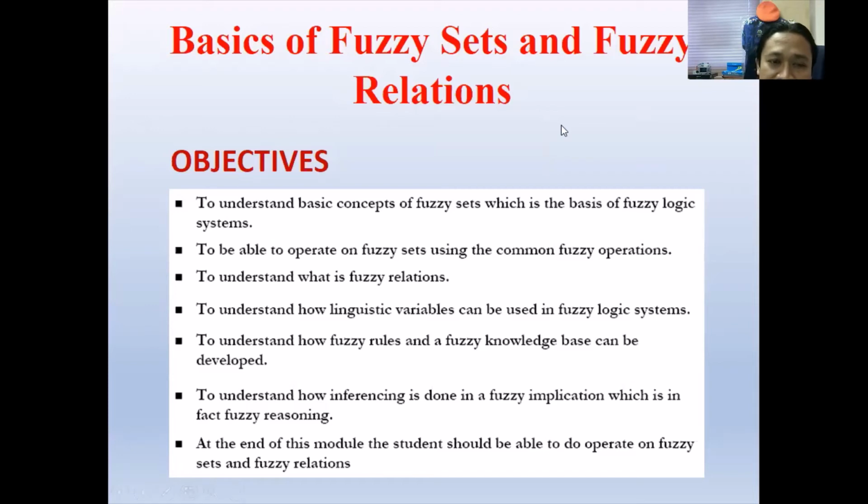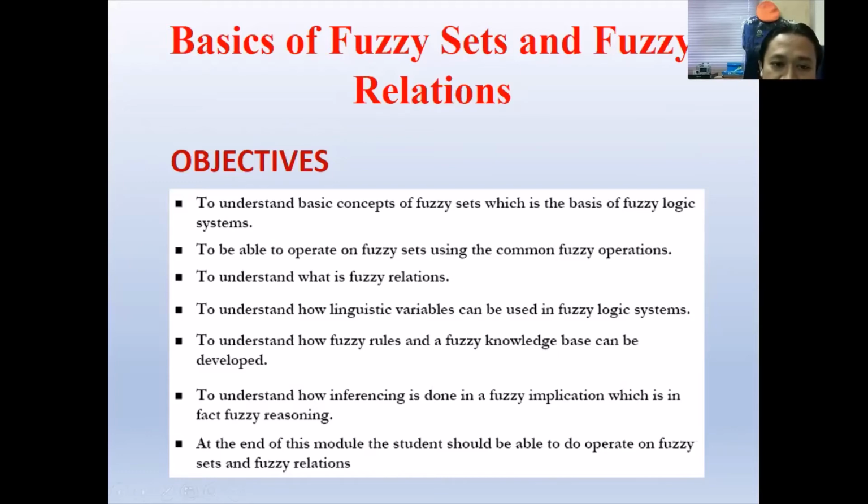All right, so this is the objective for this topic. The objective is to understand the basic concept of fuzzy sets, which is the basis of fuzzy logic systems. The second objective is to be able to operate on fuzzy sets using the common fuzzy operations. And then to understand what a fuzzy relation is, which is used inside the inference engine and the knowledge base.